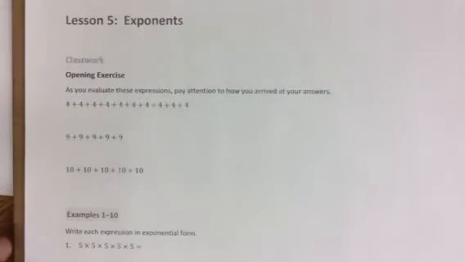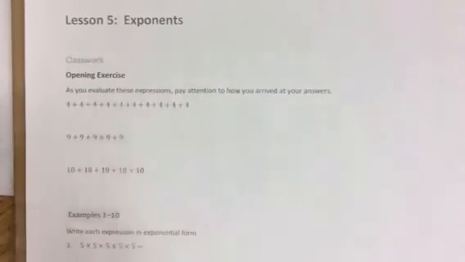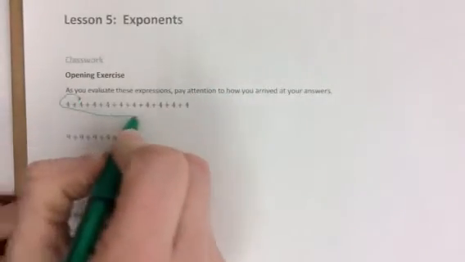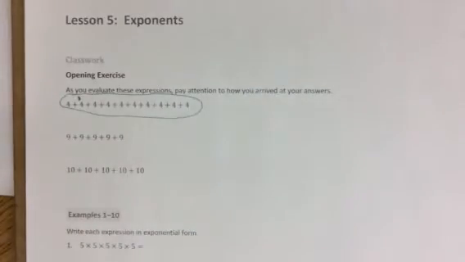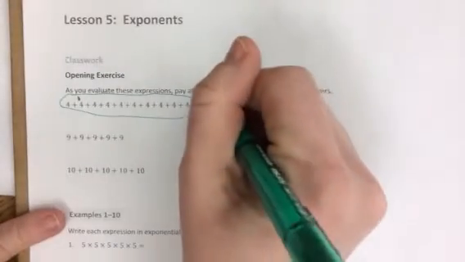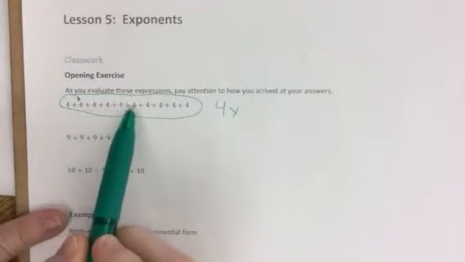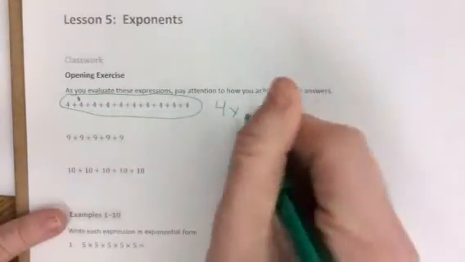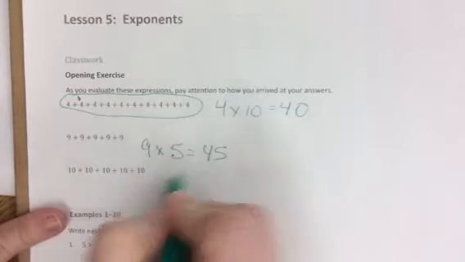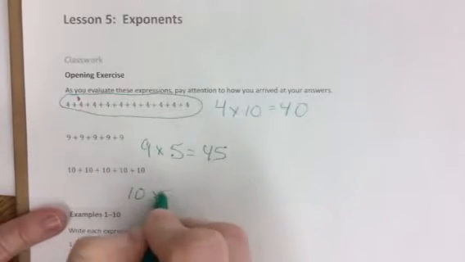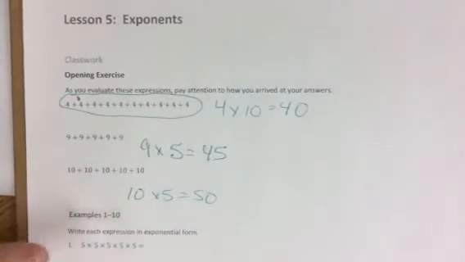So the first one, just the opening exercise, reviews what we did a couple lessons ago on repeated addition and multiplication. We have to figure out the best way to solve this. Obviously, we don't want to do 4 plus 4 plus 4 plus 4 plus 4, so we definitely want to do the multiplication expression. 4 times 10. And this one would be 9 times 5. And then this one would be 10 times 5. I don't think I need to go over that part, okay?